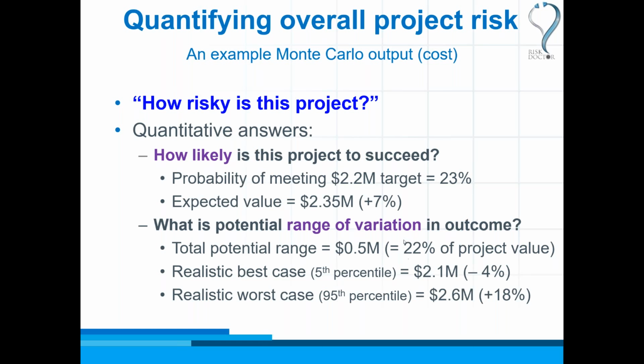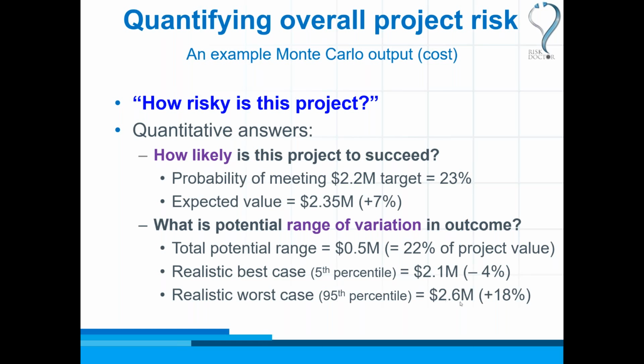That 22% is broken up into the possibility of a 4% chance of being under and an 18% chance of being over. So we can see that the uncertainty dimension, how likely the project is to succeed, has an answer. We're 23% likely to succeed. And the impact dimension, the range of variation, also has an answer. In a 2.2 million budget, we could be varying by $500,000, which means that we could be 4% under, but we could be as much as 18% over.